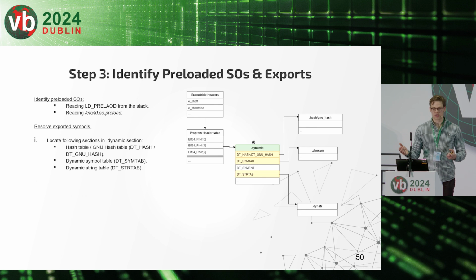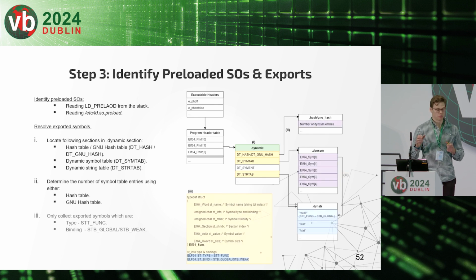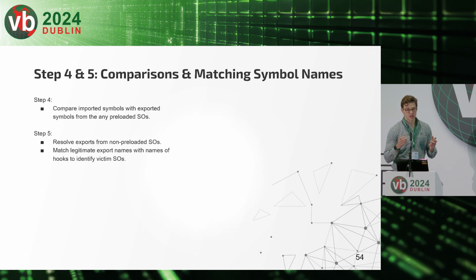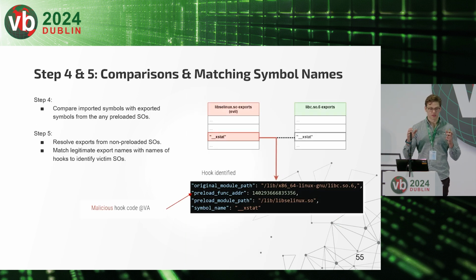Next, we want to generate a list of shared objects which may have been successfully preloaded and resolve their exports. And then finally, we can take the exports from the preloaded objects, compare them with the same exports from the non-preloaded objects, and discover any matches. Any match indicates a hook. Then we can add metadata to it, providing contextualized hook data that we can output in our telemetry.